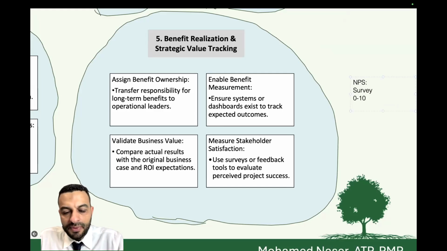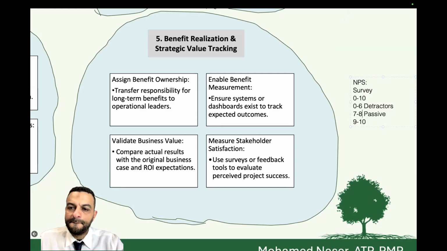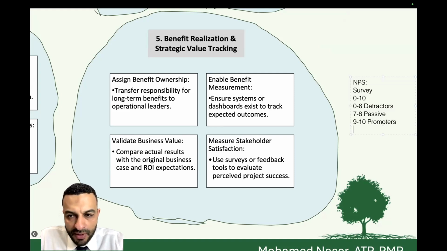After that, you collect the responses and categorize them into three categories. From 0 to 6, these are detractors, meaning they are not happy and they will not help. From 7 to 8, these are passives, and from 9 to 10, these are promoters, meaning yes, we will help you. After that, you take the percentage. So for example, you say, okay, here we got like 40%.